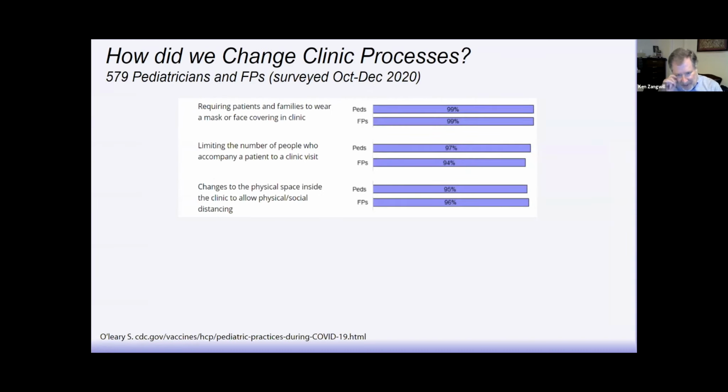There's some interesting information here that Sean O'Leary in Colorado and others did that really doesn't exist anywhere else. They surveyed 579, nearly 600, pediatricians and FPs at the end of last year. They wanted to get a sense of what was happening in offices. You all, of course, know what happened in your own office, but you may or may not know what the trends are. Now, the data right in front of you is obvious.